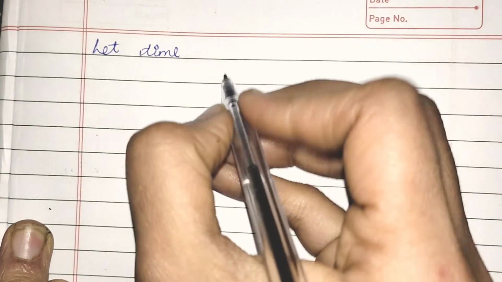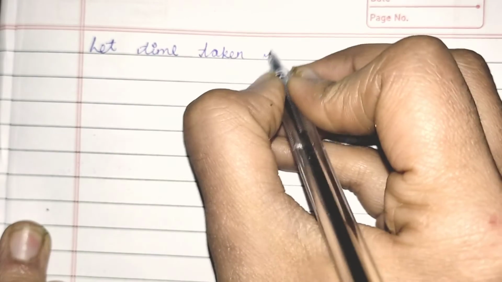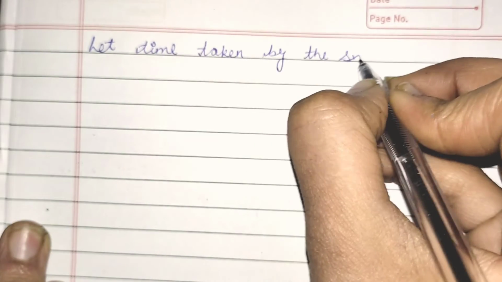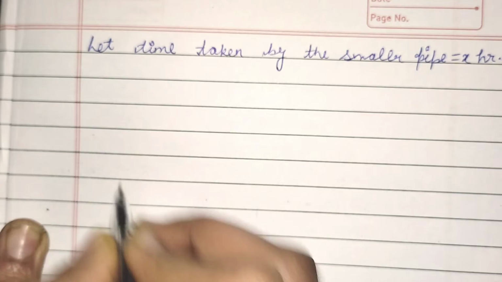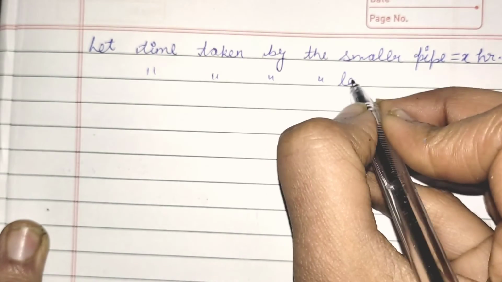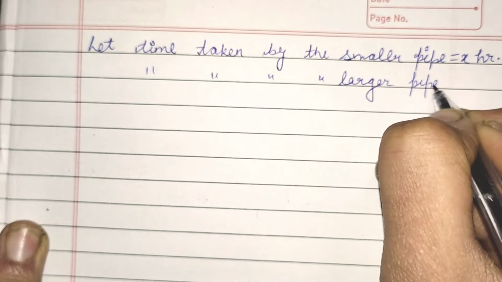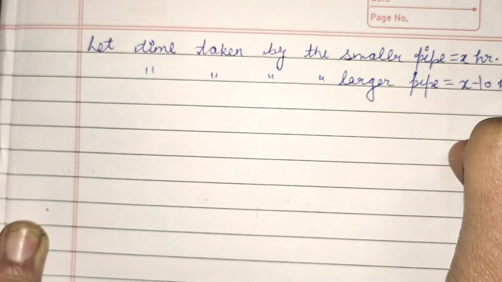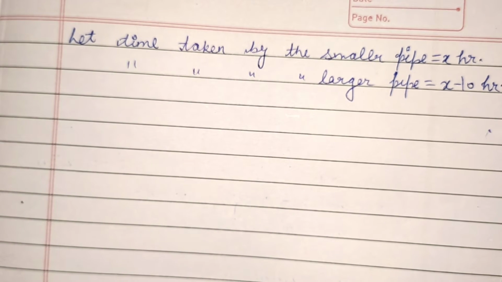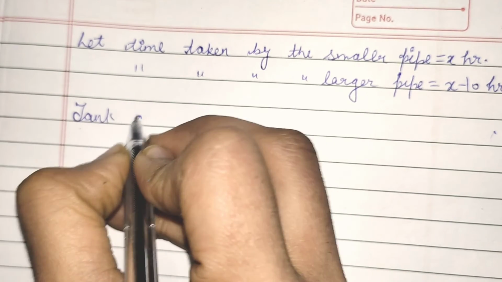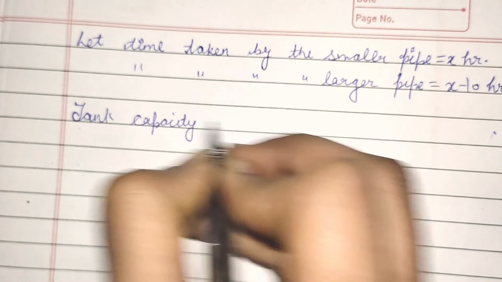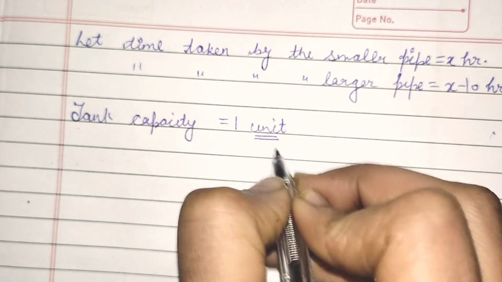So let's see. Let us assume, as we assumed in the last figure, that the time taken by the smaller pipe to fill the tank completely is x hours. Okay, then the time taken by the larger pipe will be how much? The larger pipe will be equal to x minus 10 hours. Okay, suppose the tank capacity is 1 unit. It can be any value, right?